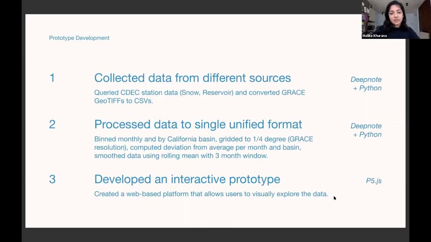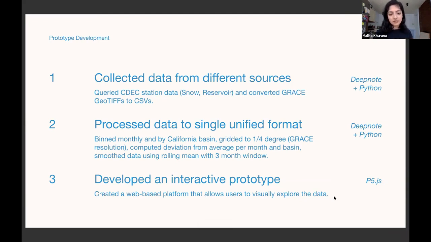So one of the big challenges with this project was actually getting the different data layers together. As we mentioned, that's been one of the main things that's also kept it from being useful to policymakers and researchers, is just bringing all of that together. So that was a big part of the development, was getting the data from different places and also converting GRACE geotiff images to CSVs, all of which we did in Python, and then processing all that data to a single format, just so that we could treat all of it the same way. And that, again, was also in Python.